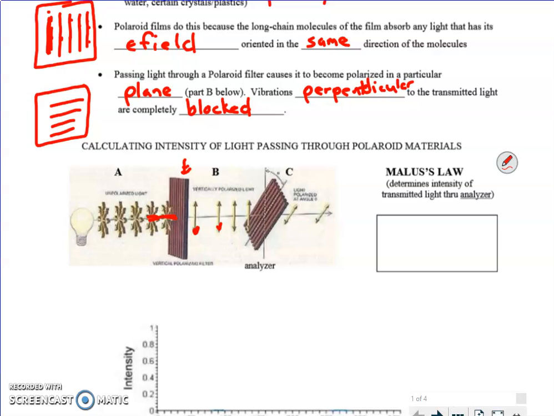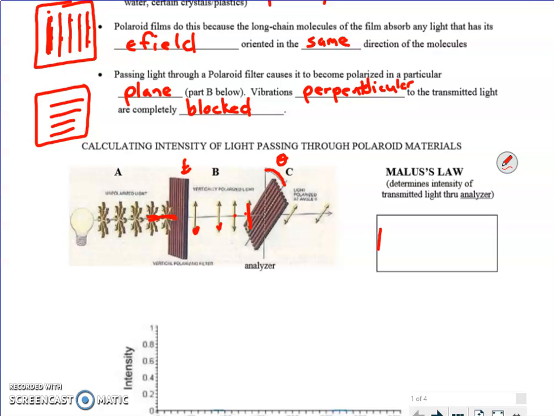And that's what Malus's law is about, and what your activity from the other day was about. If we orient this at some angle, we can filter out the remaining amount of light. We can go anywhere from letting all of it transmit through to having none of it transmit through. So there's an angle dependence, and that's what Malus's law is.